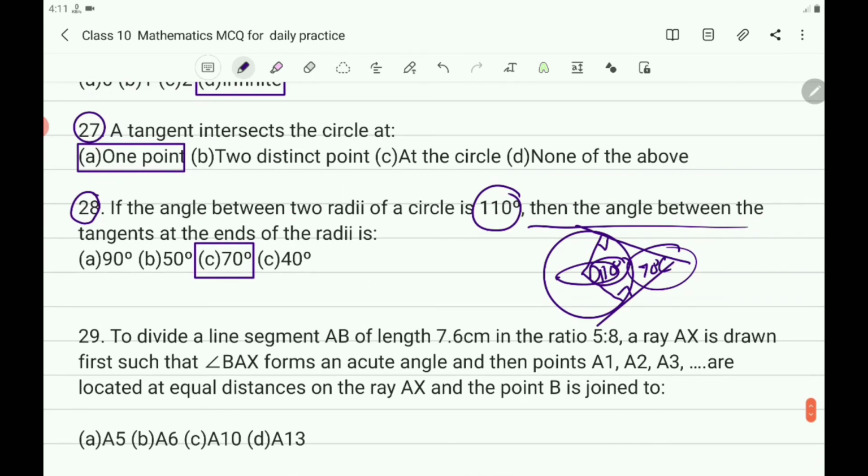It is already discussed that if the angle between the tangents is given, you can get the angle between the radii by subtracting this angle from 180 degrees, or if this angle is given, by subtracting it from 180 degrees, you will get this angle.